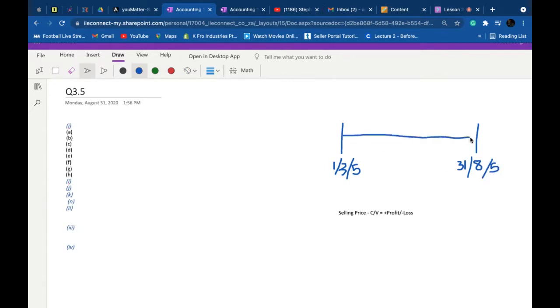So this is how many months? March, April, May, June, July, August. 6 months. Now that we have that, we know that every other year is a full year. If you look there, you can see it's 31 August, 31 August, so there's no apportionment that we need to do. So now we can go back.